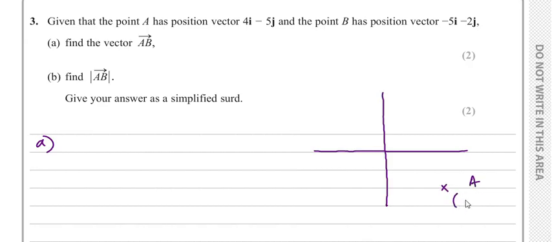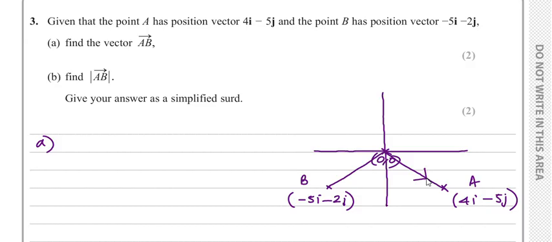A, 4i minus 5j. And the point B has position vector, always with reference to the origin, minus 5i, across minus 5 and down minus 2. So it's going to be B here. Minus 5i minus 2j. And then these are the position vectors. Let's also draw these arrows. Always it is from the origin O.